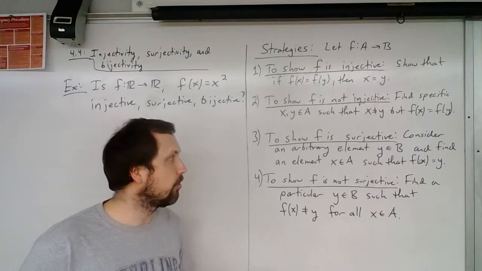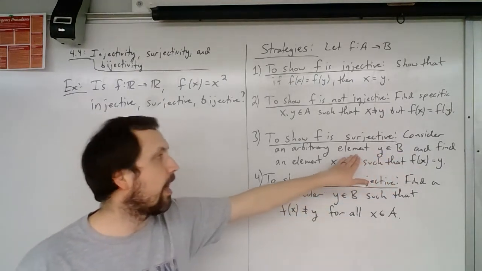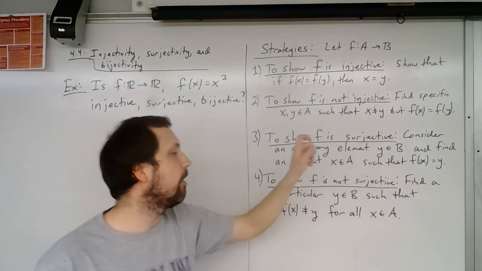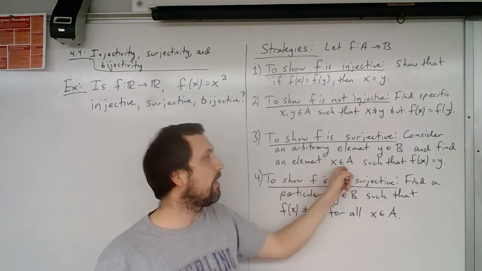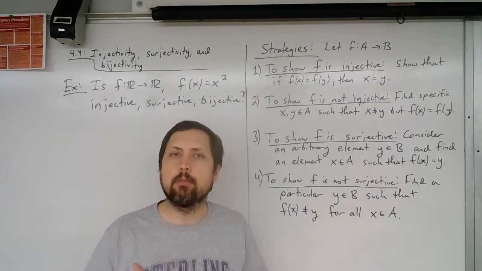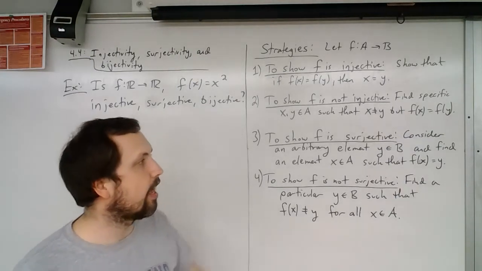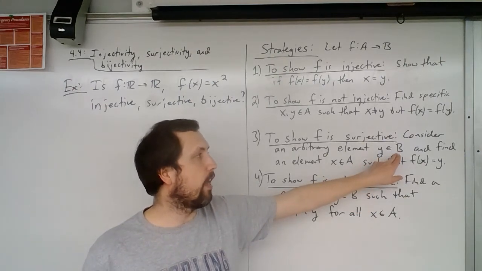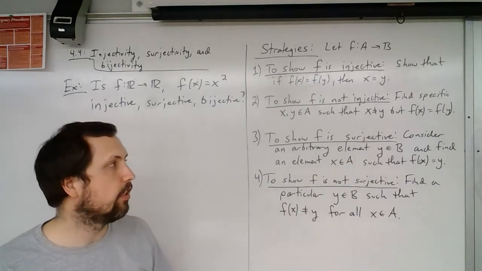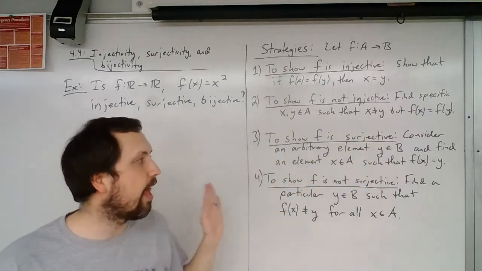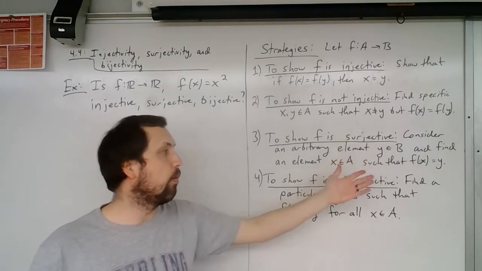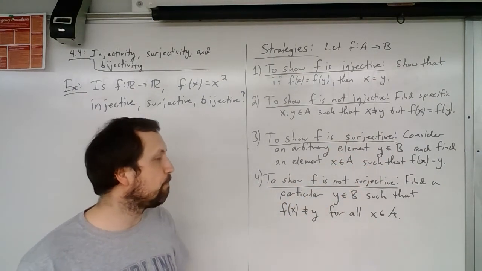Now, to show that it is surjective, we're going to consider an arbitrary element y in the codomain, and then find an element in the domain such that f of x is equal to that. This is very much like a quantified type of proof. You're basically saying that for all y in the codomain, there exists an x in the domain such that f of x is equal to y. So here we let y be anything and then find a specific x. X will often depend on y, so we will end up having x in terms of y.